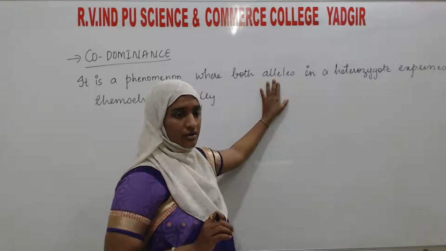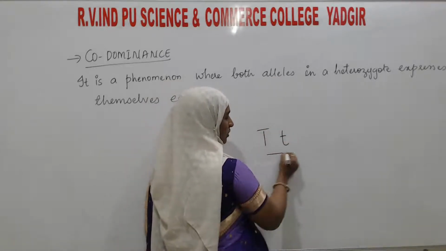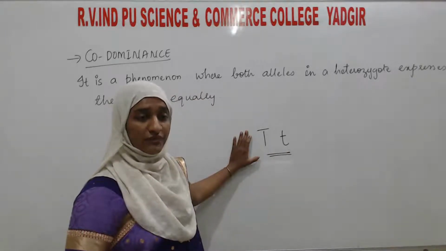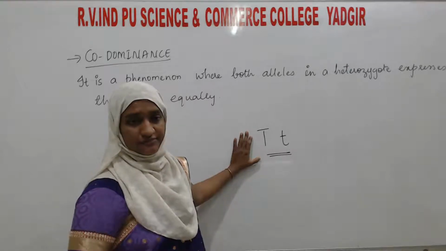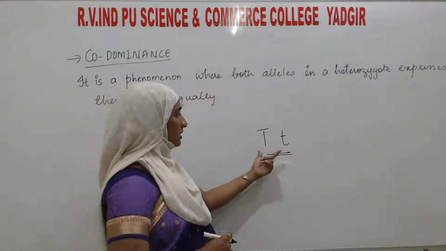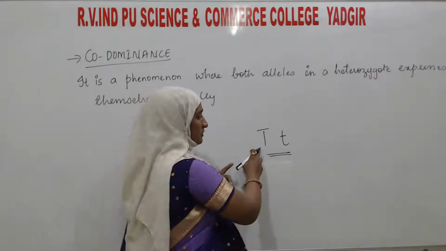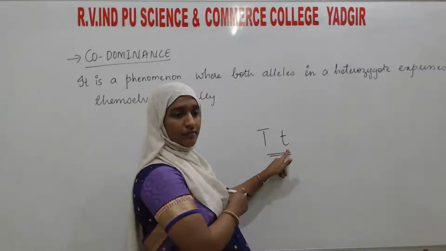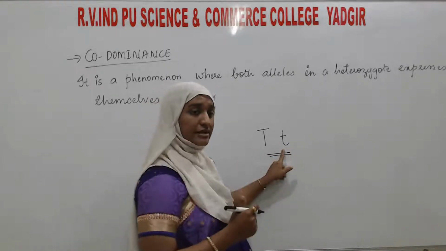condition. For example, this is the capital D and this is the small d. This condition, what we can call? We can call it a heterozygote condition. So here in this condition, till now what you studied? This is going to be dominant over this one. This is the dominant and this is the recessive. Till now we had studied.